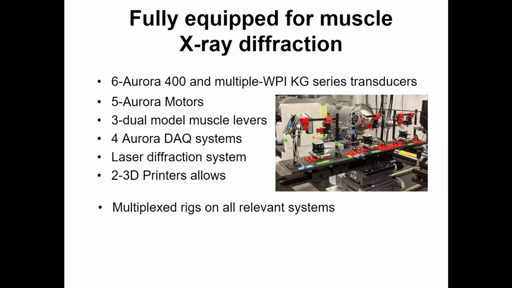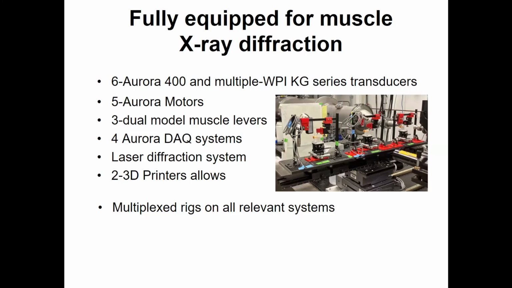Since I took over 8 years ago, we slowly equipped our beamline with Aurora physiological apparatus, transducers and motors. Over the years, we accumulated 6 different Aurora 400-level force transducers, 5 different motors, 3 dual-mode muscle levers for intact studies, and 2 Linux and 2 Windows data acquisition systems. So basically, we have backup on everything.